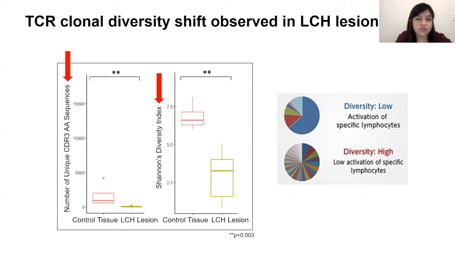Now to look into our results. First, to evaluate TCR repertoire diversity and clonal expansion, we assess 2 things: the total number of unique CDR3 amino acid sequences and Shannon's diversity index, comparing LCH lesion to control tissue. The benefit of Shannon's diversity index is that it normalizes the number of unique clonotypes to the total number of sequences. So a higher index value indicates a greater diversity of clones that are more evenly distributed in frequency, while a lower index value indicates a lower diversity of clones with specific clones dominating in frequency.